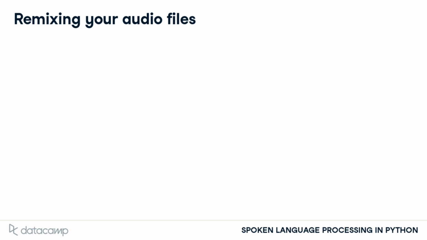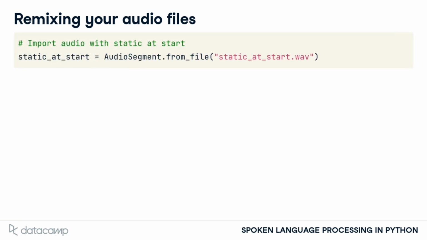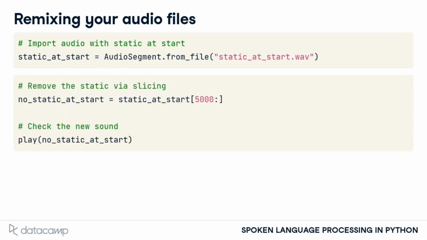Another handy feature of audio segments is that they are sliceable and combinable. This is helpful if you need to cut down your audio files or combine them in some way. Let's say you knew your audio files had 5 seconds of static at the beginning, and you didn't want to waste compute power trying to transcribe the static. You could use slicing to remove the first 5 seconds of audio. Since audio segments are measured in milliseconds, you would do this by only keeping everything after 5,000. And then the new audio segment won't contain the 5 seconds of static.